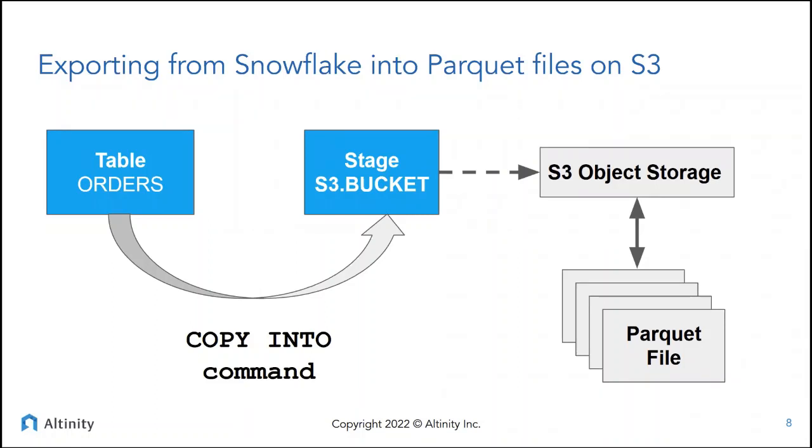And we're going to copy it into what's called a stage. A stage is an entity or a resource that you can define in Snowflake that is connected to a location in object storage. By using the copy into command and moving the data over, it will cause it to be written to S3 object storage, and in this case, in Parquet file format. So let's show the steps to do that. It's really as simple as it looks.